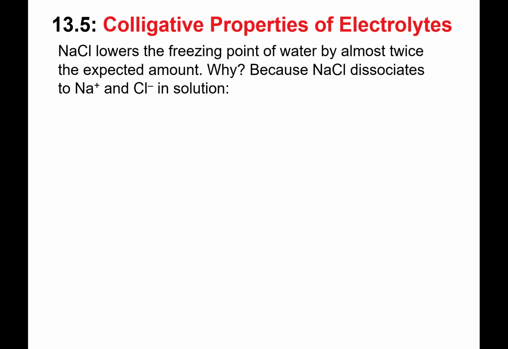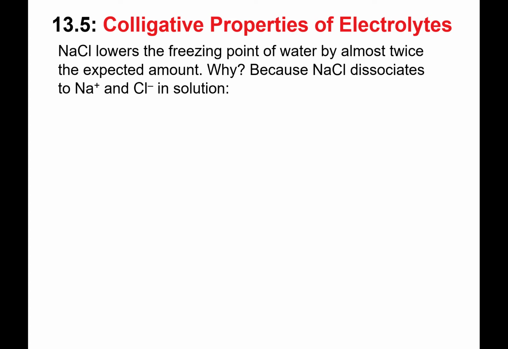Okay, last thing I'm going to talk about, section 5, is how we apply the colligative properties to electrolytes. So for example, if you have a solution of salt, sodium chloride, and you measure its molality and then measure a colligative property such as the freezing point lowering, you find that you'd be off by a factor of 2.